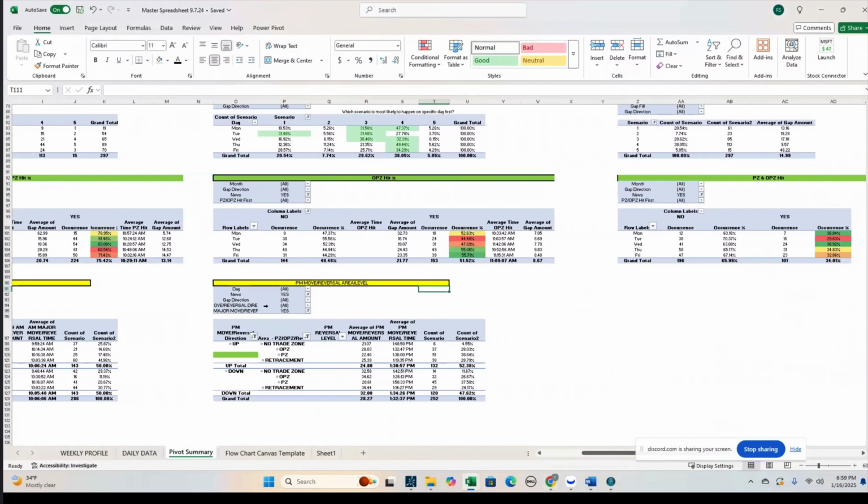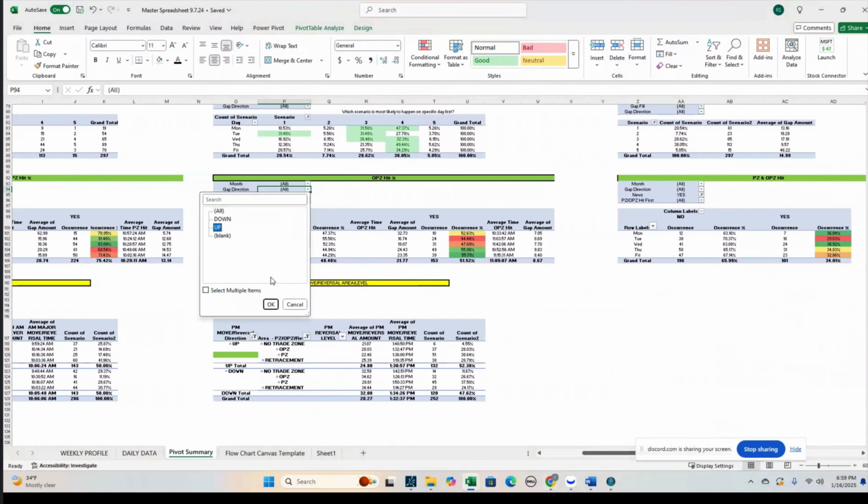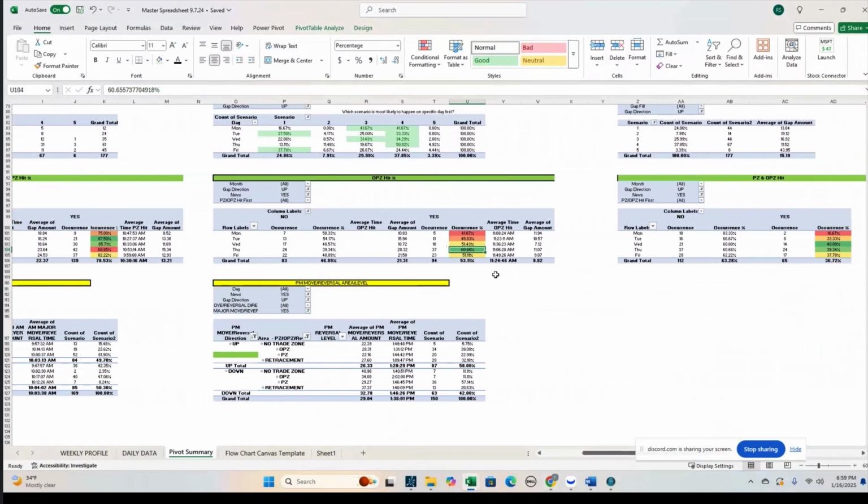We add news into it, right? Now you got Thursday and Friday. We gap up or we gap down. That changes parameters, right? Thursday, gap up, OPZ gets hit 61% of the time. So let's go look at the chart, right?